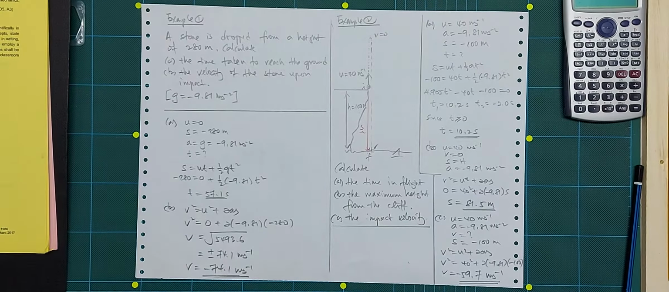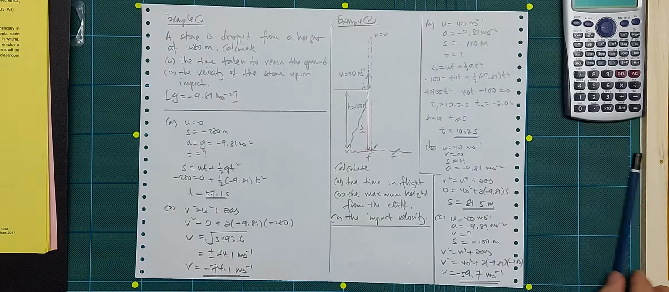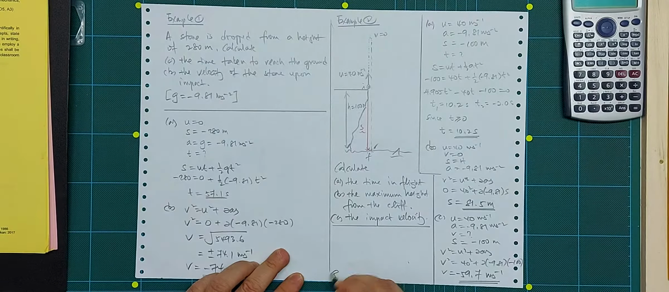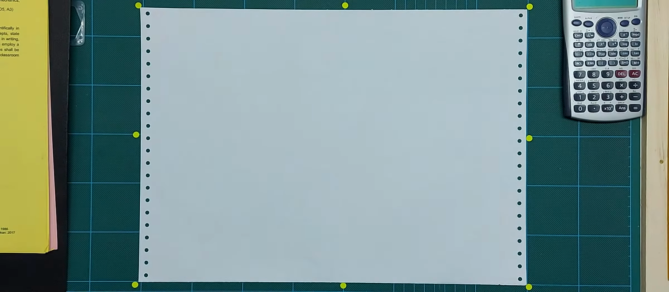Okay, so this is the example for free fall. This is our page number 5. Last one for chapter 3 is the graph, how a graph represents something else.